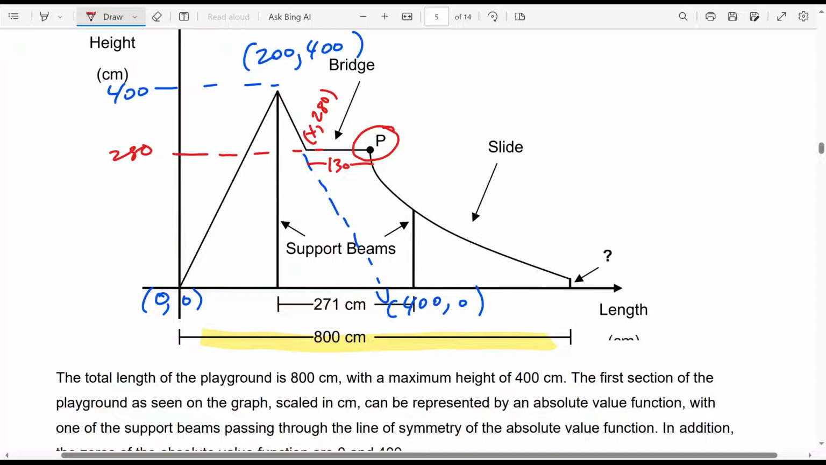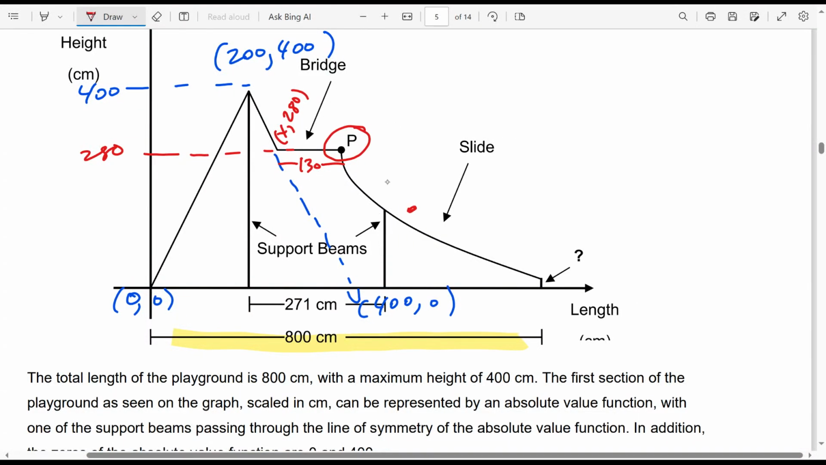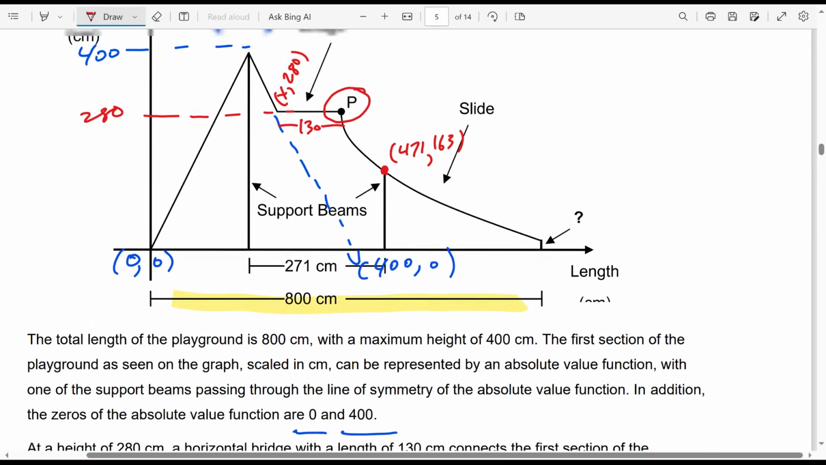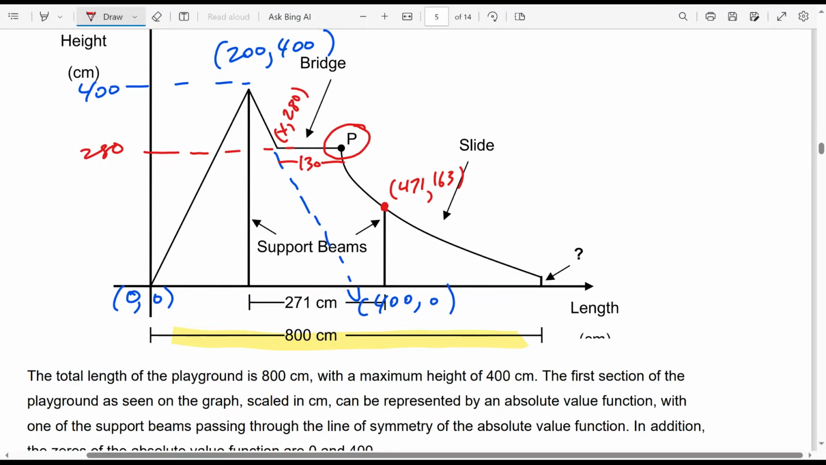So it doesn't label it as a point, but what it's saying is that I can figure out what this point is on that square root function because they've said it's 271 away from the first support beam, which means, what's the x of that? 471. Beauty. So now 471 and 163, because that's what it told me. So now I have the knowledge that if I get P, I'm going to get the h and k of the square root function, which I can plug in with this x, y to find the a, which will then allow me to get into this function here.